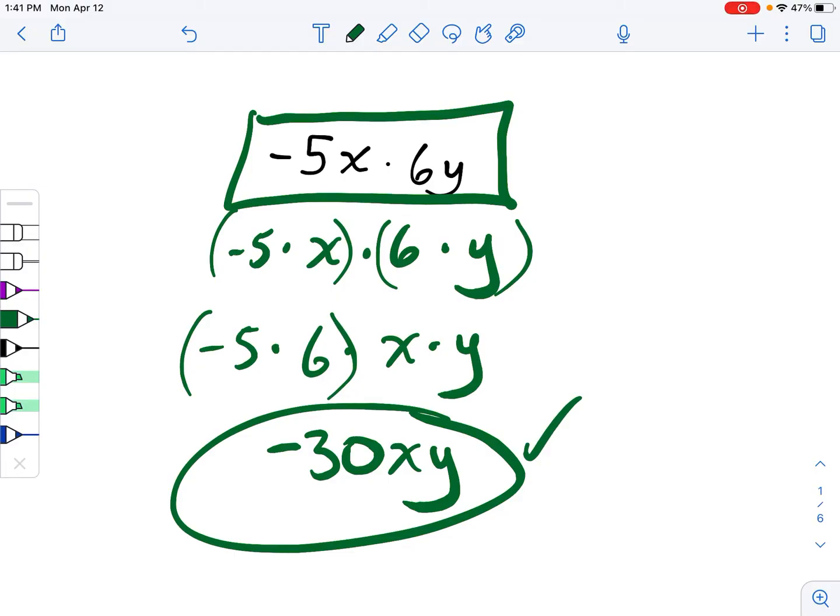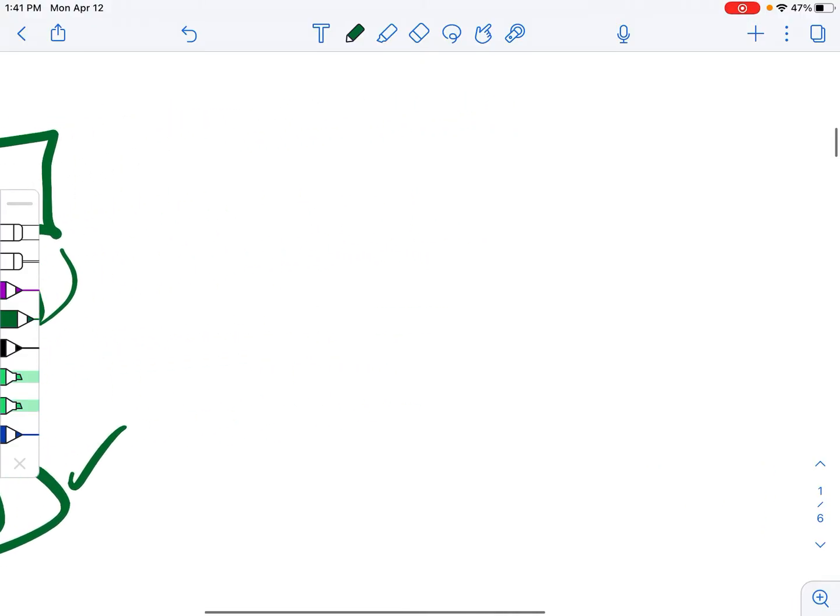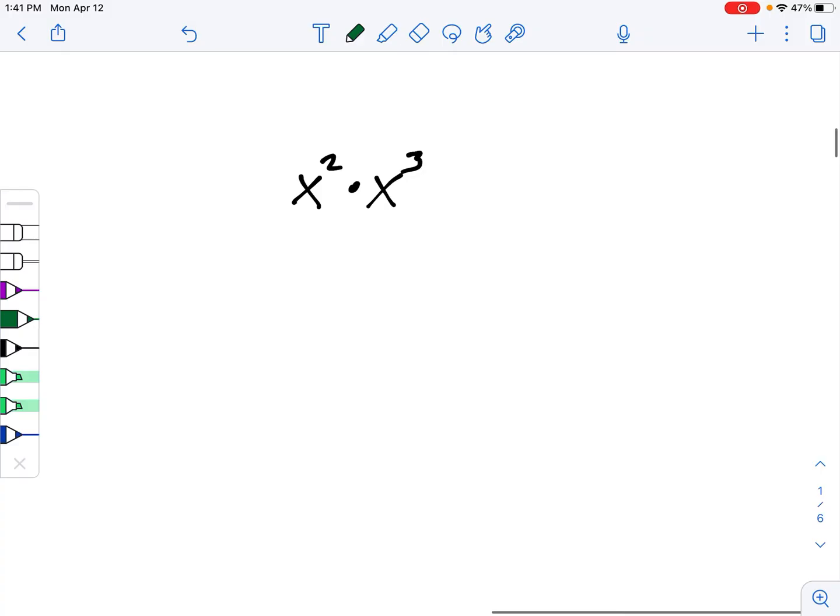So do what you can, rearrange the order when multiplying, because it is multiplication and order doesn't matter. In other words, it is commutative.